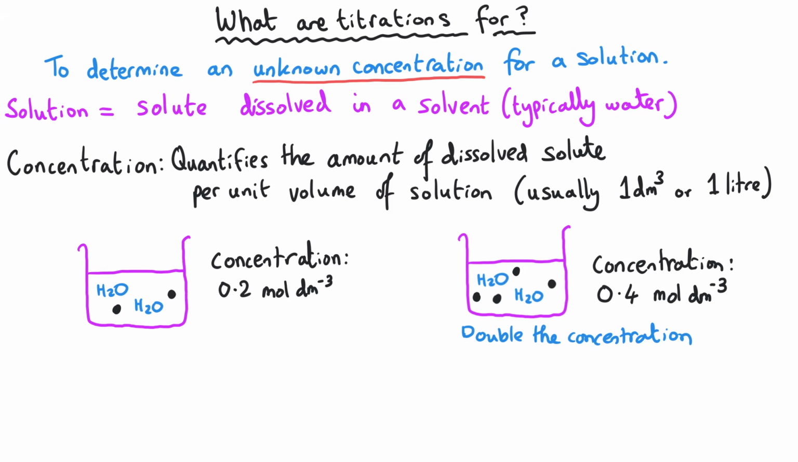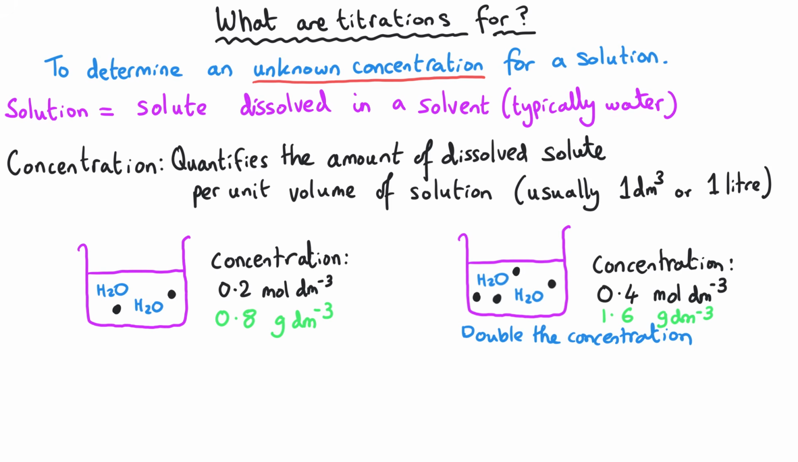Concentrations are typically measured in moles per cubic decimetre, but they could also be measured in grams per cubic decimetre as well. And so the one on the left might be 0.8 grams per cubic decimetre, where the one on the right might be 1.6 grams per cubic decimetre.